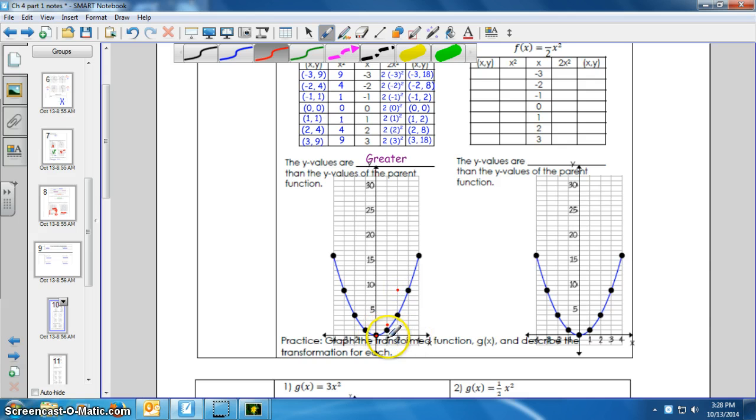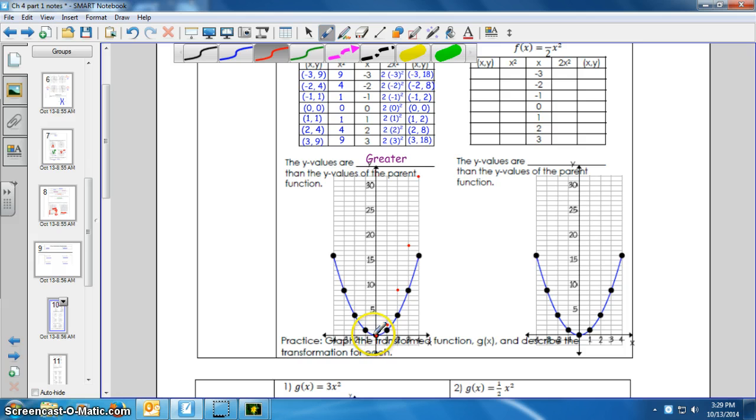So notice instead of 1, 1, we go up twice as much. Instead of 2, 4, we go up to 8. We go twice as much. And then for 3, instead of 9, we would go up to 18. So then 4 here, instead of going to 16, we would end up at 32.